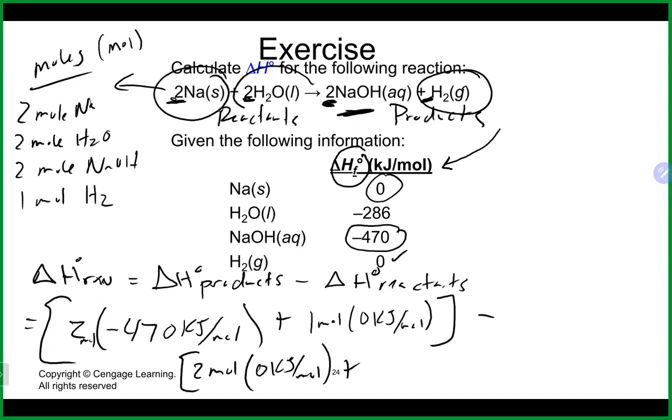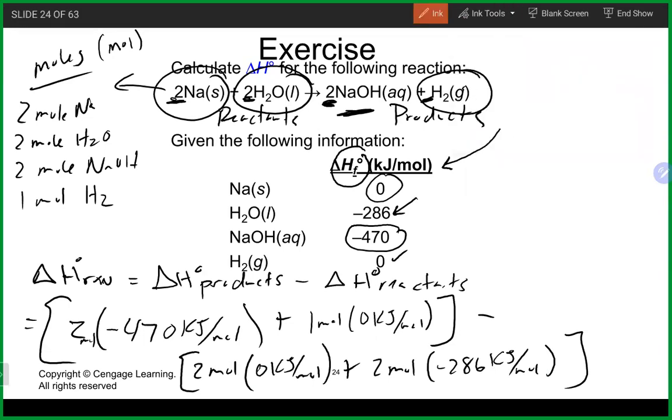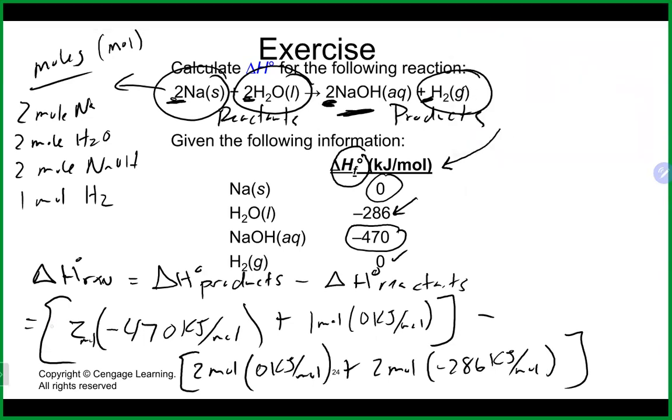The other reactant is water. There's also 2 moles of it from the coefficient. And we're going to times it by the value for water that we find in the table, which is minus 286 kilojoules per mole. And that takes care of all of our reactants. Any questions on how to set that up there? So once again, that is all of our products, and this is all of our reactants.